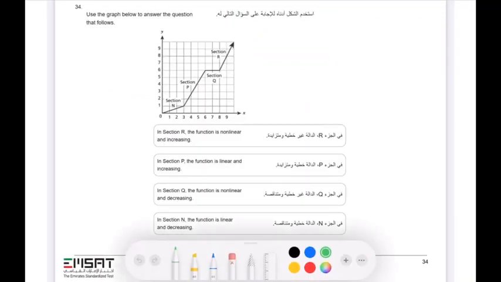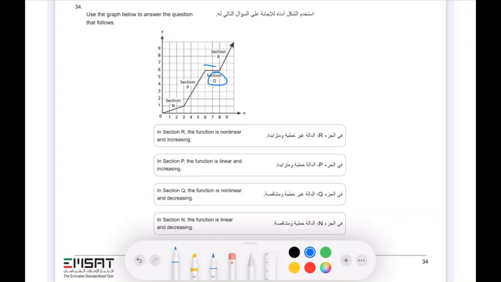Use the graph below to answer the question that follows. So as we can see in this graph, each section is increasing. However, in section Q, it is constant and it is not decreasing and it is not increasing. It is constant. So constant, it stays on the same line. It's a straight horizontal line. So let's see the answers.